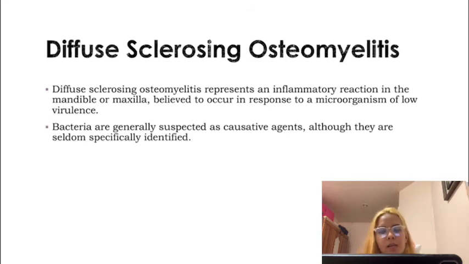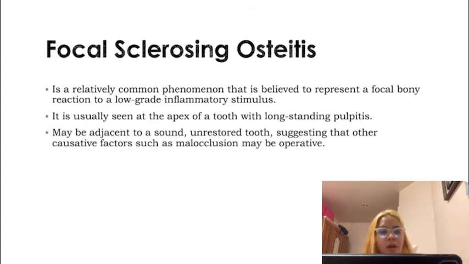Diffuse sclerosing osteomyelitis represents an inflammatory reaction in the mandible or maxilla, believed to occur in response to a microorganism of low virulence. Bacteria are generally suspected as the causative agents, although they are seldom specifically identified.